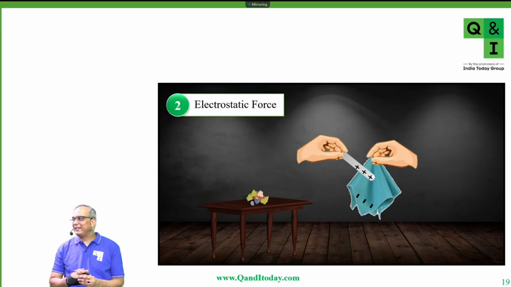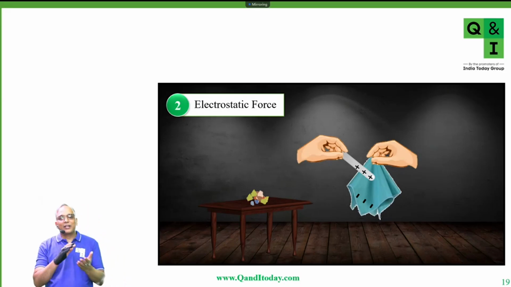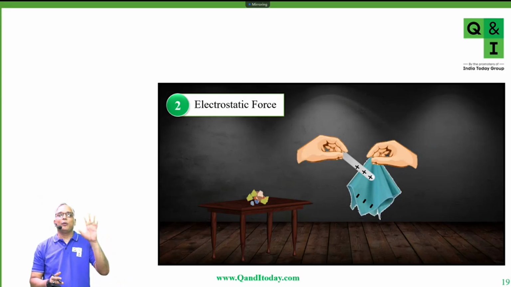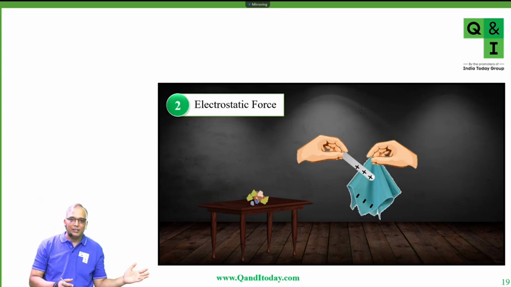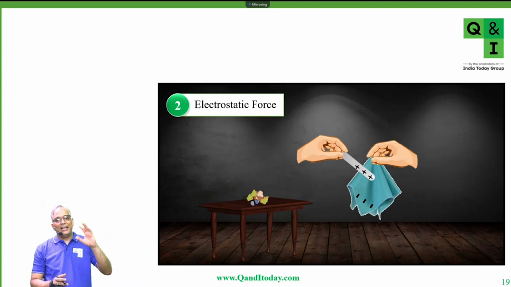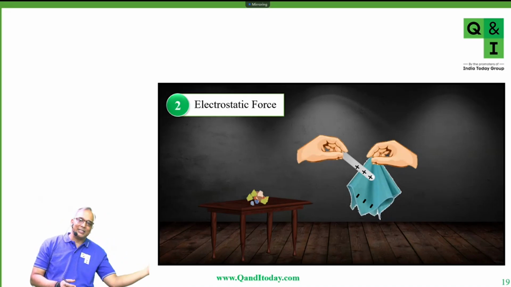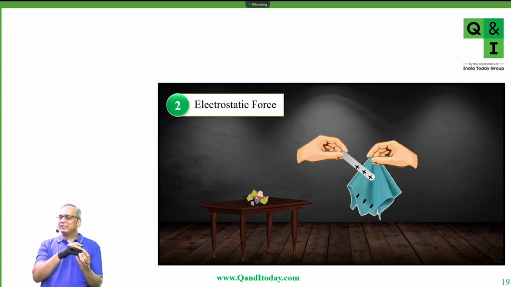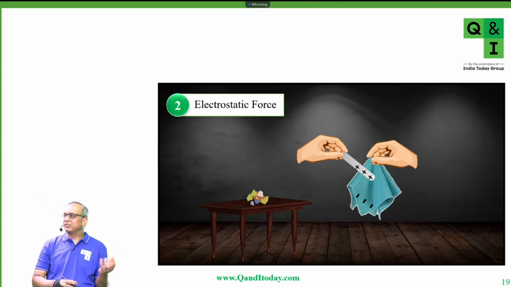Students, do you understand electrons? So when you rub one object over another, what will happen? The object in which there are free electrons, free to move, if the electron can be removed easily from an object, that electron will go to the other object. So the object from which the electron has gone will carry the positive charge, and the other will become negatively charged.